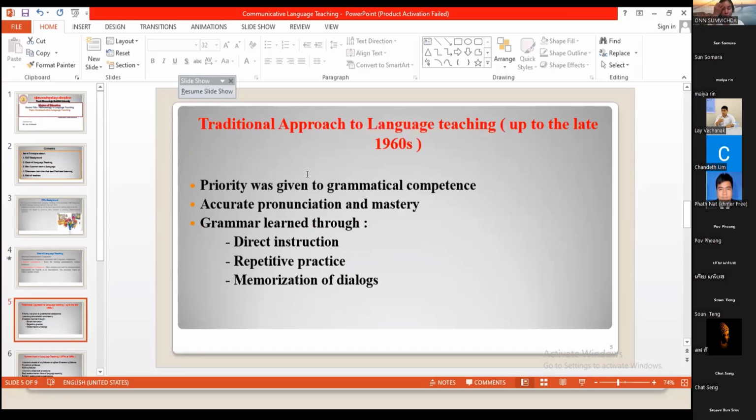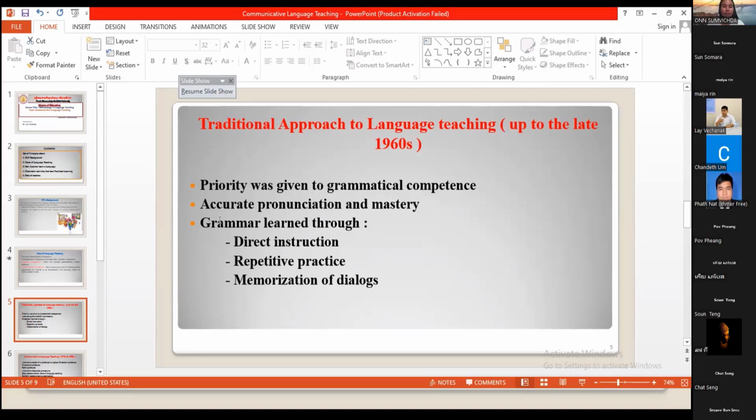Here we are talking about the traditional approach to language teaching, or we can say the old approach used up to 1960. In the previous time, priority was given to grammatical competence. As I told you before, the teachers focused on grammatical competence, which means the students' ability to use grammar correctly. It also covered accurate pronunciation and mastery, and how to pronounce words and sentences.